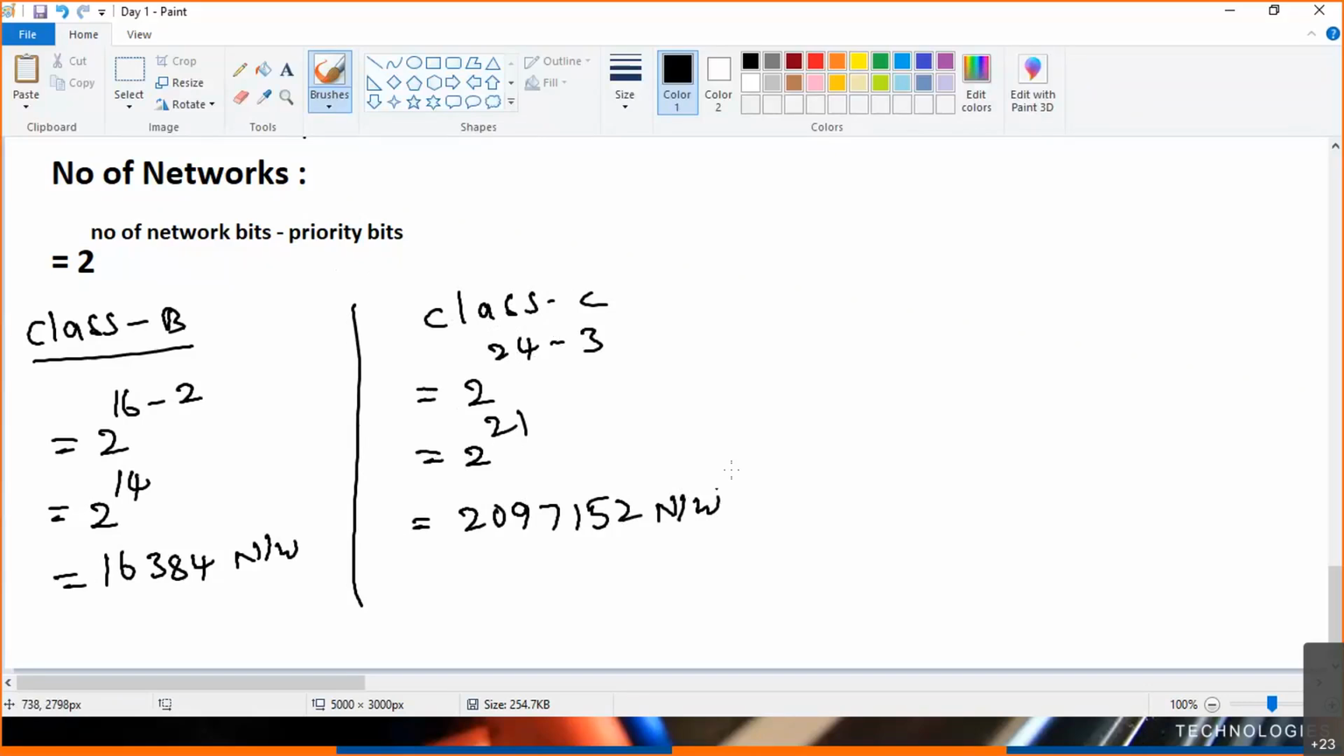So we know the exact numbers. If your requirement is up to 126 networks, then you can use class A. If your requirement is more than 126, then class B, up to 16384 networks are available in class B. If your requirement is more than that, then you can go to class C. So based upon your network requirement, you can go for A, B, or C. Is it clear?